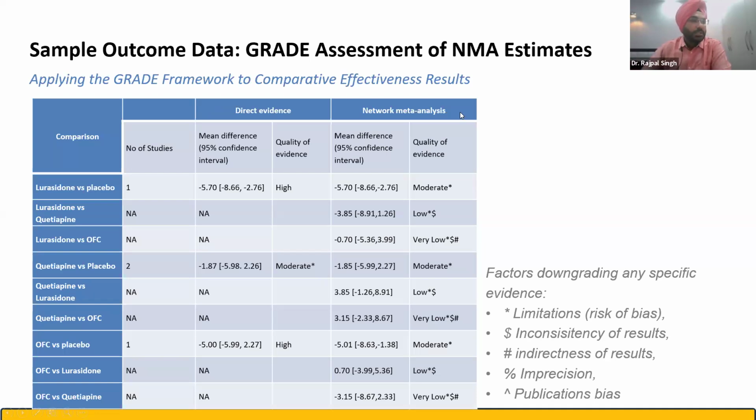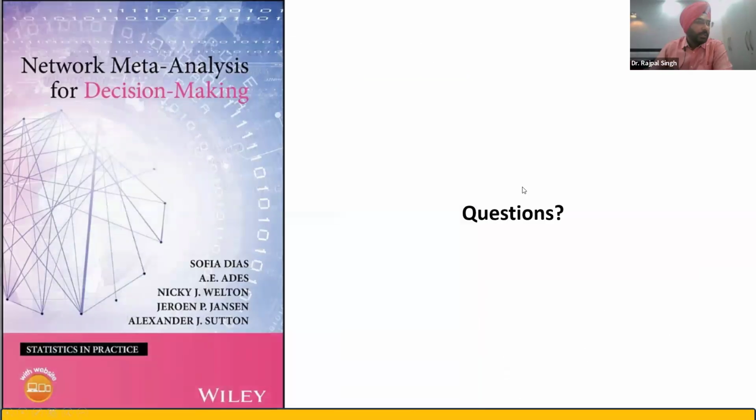So this is how we judge the quality of each evidence or each value coming out of a network meta-analysis, and we report it like that. With this, I'm open for the questions. That's all from my side for today.